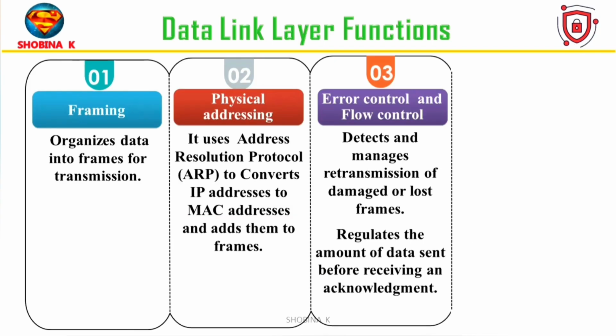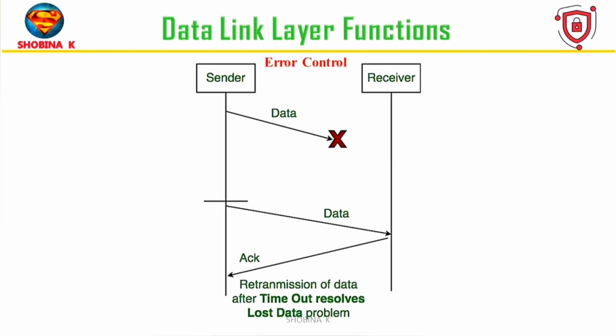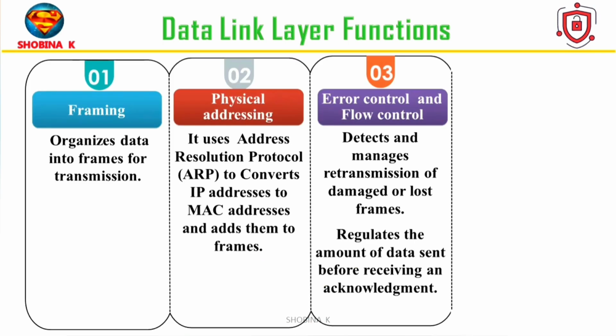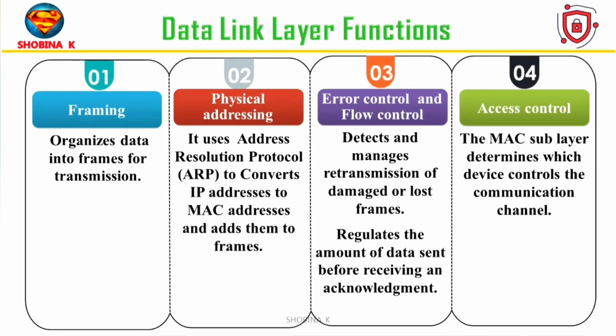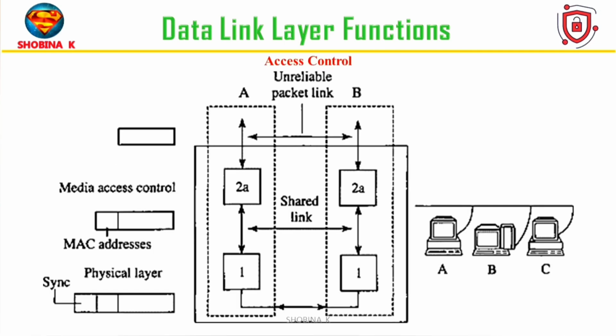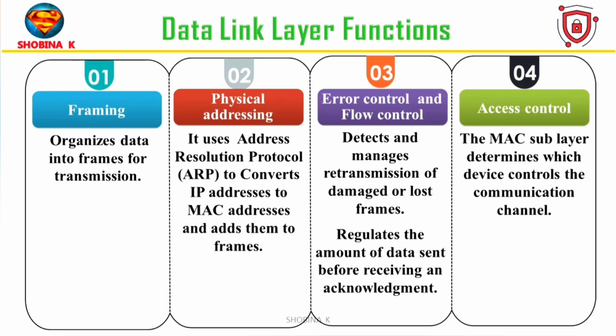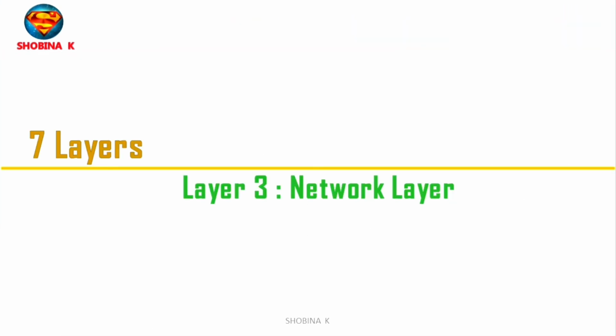Next, error control and flow control. The data link layer detects error like lost or damaged data frames, and it can resend data if needed to make sure it is correct. Next, flow control. To prevent overload, the data link layer controls data flow by making the sender wait for a response before sending more data. Next, access control. When several devices share a network, the MAC sublayer manages which device can send data so that it can avoid collision.